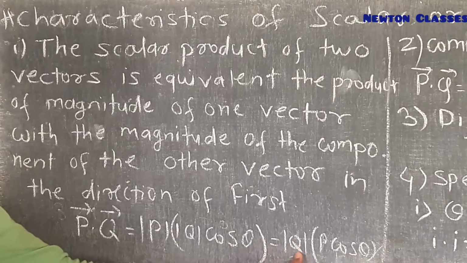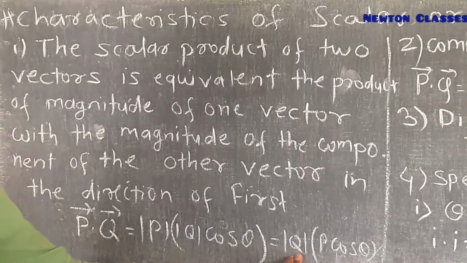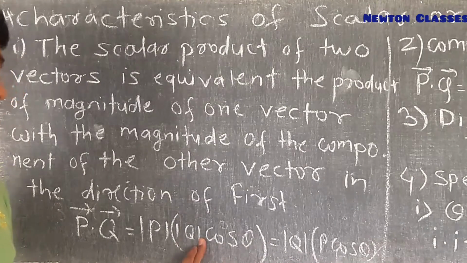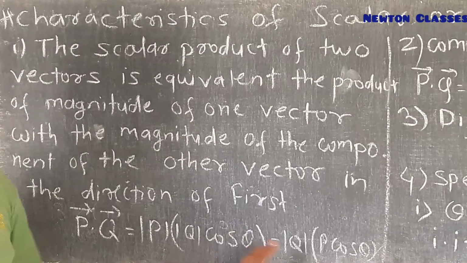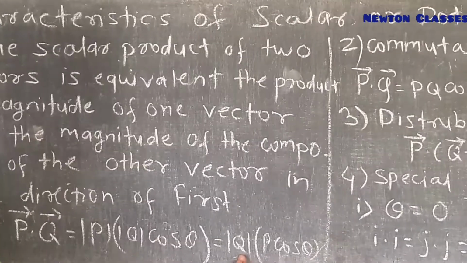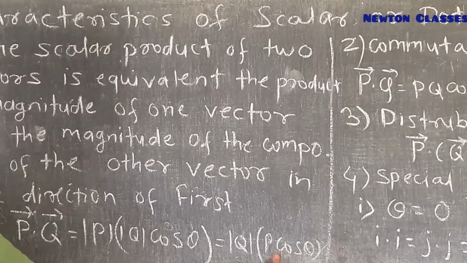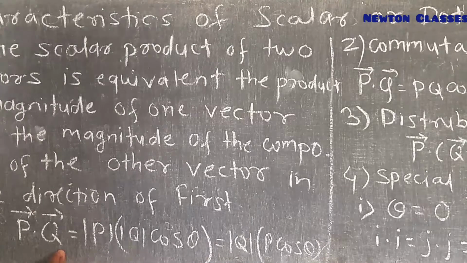Similarly, we can also write this scalar product in the form of the magnitude of the second vector multiplied by the component of the first vector in the direction of the second vector. So this is about the first characteristic of the scalar product.